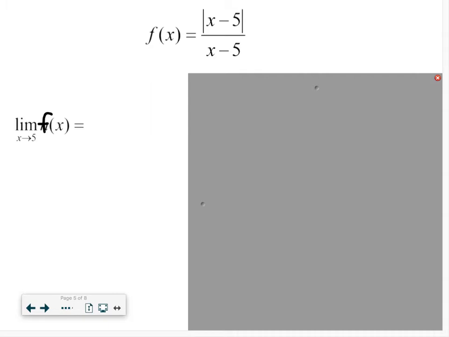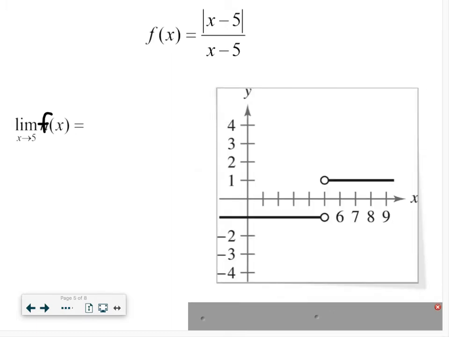Aaron, how is it going to look? It's going to have one line that's going to the right, and another line that's not connected to the left at 5. We have a shift to the right side. So I'm asking you to remember this. I put this up here and you were like, oh, it doesn't exist, right? But I do want you to think about the graph. Okay? So the limit as x approaches 5 from the right side would be 1. The limit as x approaches 5 from the left side would be negative 1. So this limit doesn't exist.